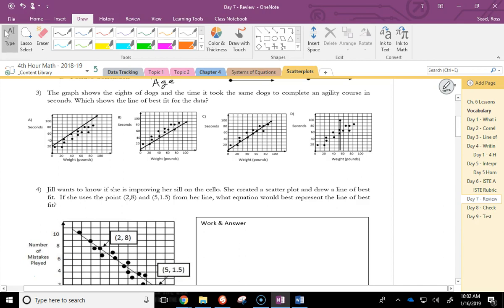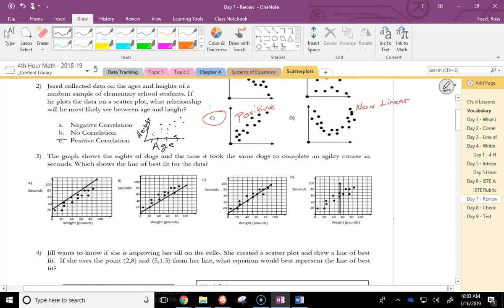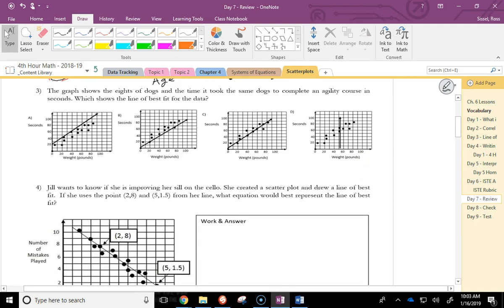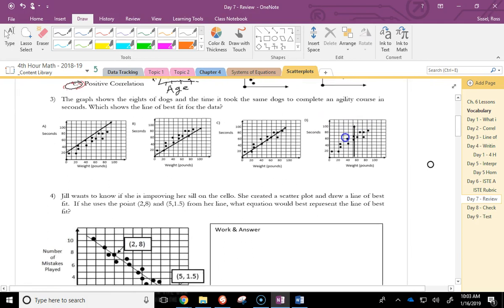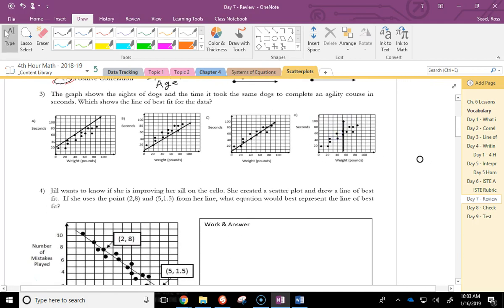Okay, number 3. Let's see. The graph shows the heights of dogs and the age of dogs. What in the world? Did yours say 8s on your paper? No, this is heights. I think it's just yours. The graph shows the heights of dogs and the time it took the same dogs to complete the agility course in seconds. Which line shows the line of best fit for the data?